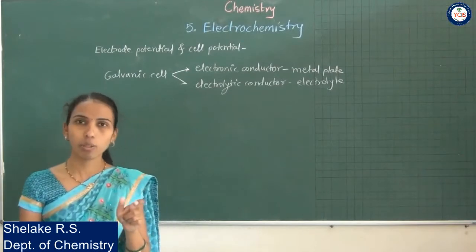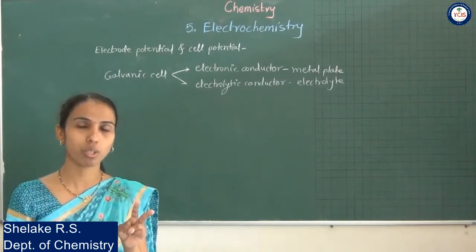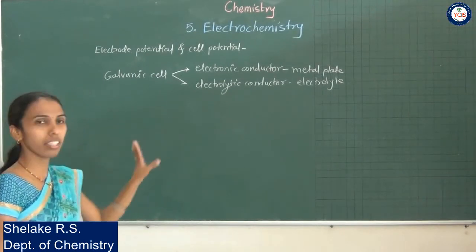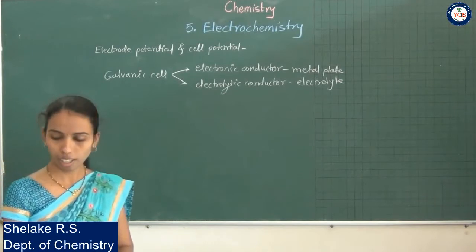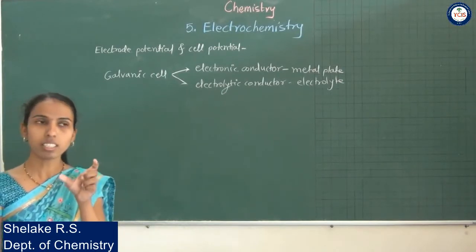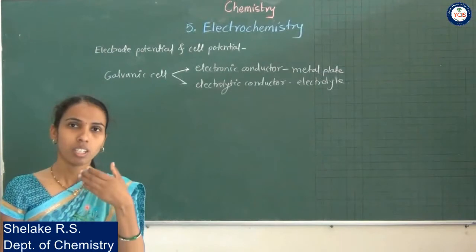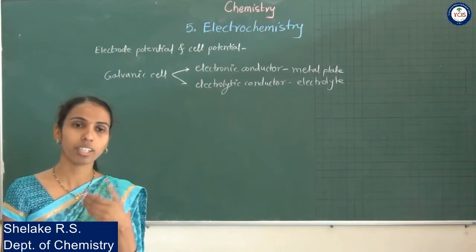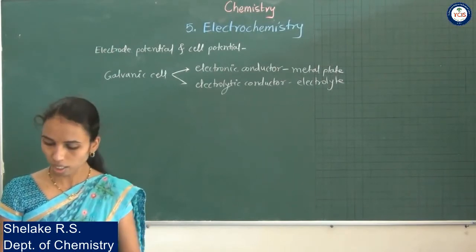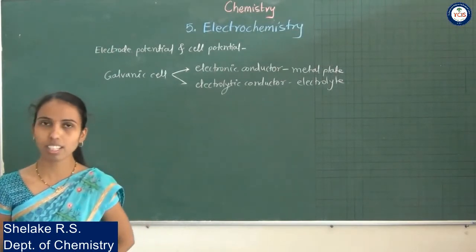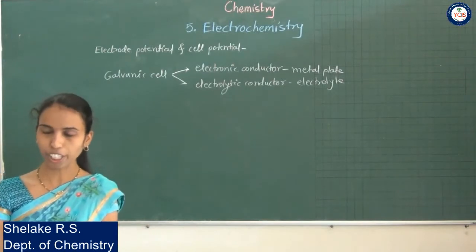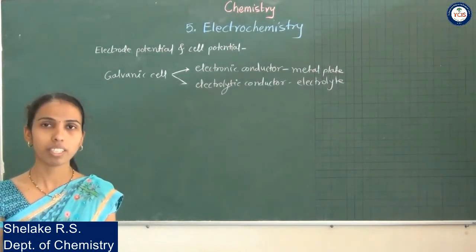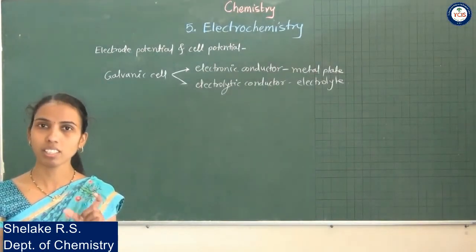Now this galvanic cell consists of two half cells. Each half cell consists of an electronic conductor and an electrolytic conductor. Now as you know, at the surface between the metal electrode and the electrolytic solution, or the electrolyte, there exists an electrical potential. This potential difference is established due to the half cell reaction happening in that half cell.